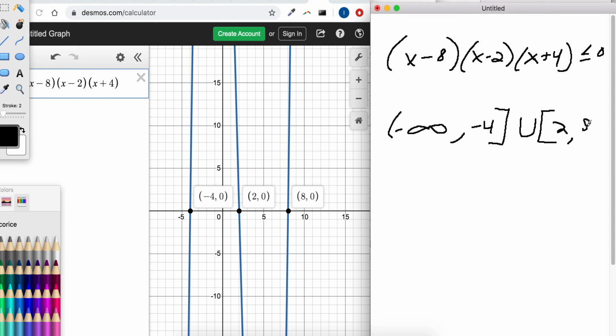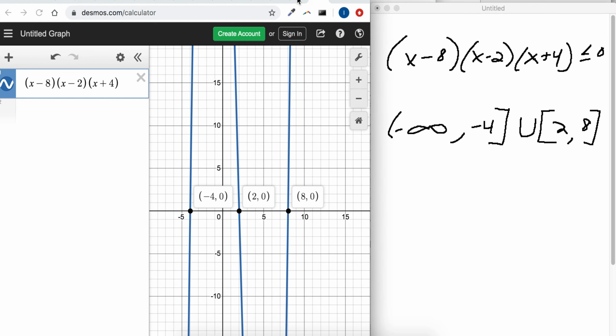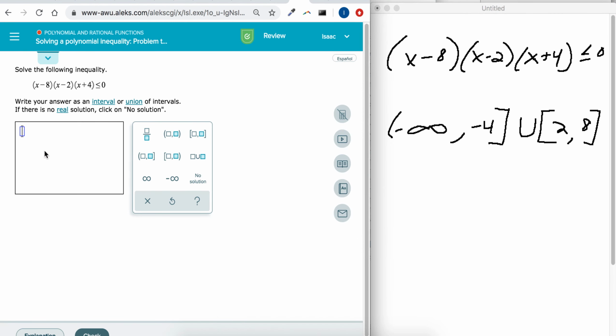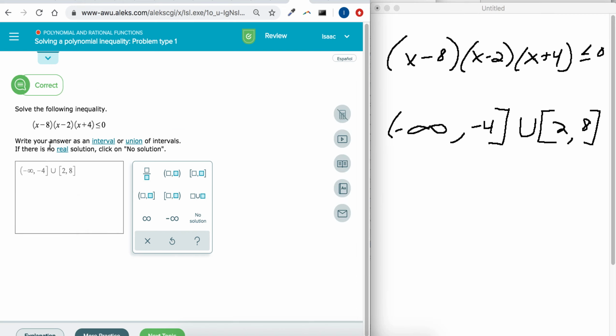Between 2 and 8, we also have negative numbers. Just remember when you type in your interval, you're typing in where on the x-axis the graph is below 0. Okay, so we got the first one typed in, 2 comma 8 brackets because of the equal to symbol, and parentheses on infinity, right? Because you can't reach infinity.